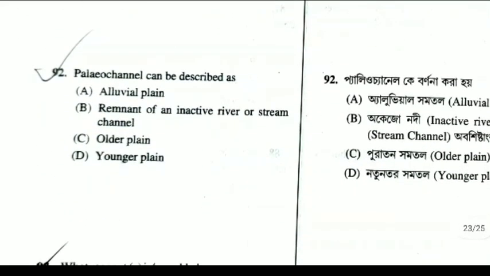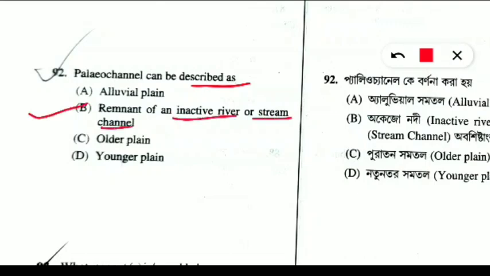Coming to the next question, question number 92. Paleochannel can be described as what? So here for some of you it will be a new term. The correct option will be option number B. Paleochannels are actually a remnant of an inactive river or stream channel. So when any river or stream channel becomes inactive, then it is filled or buried by younger sediments, which is called a paleochannel.